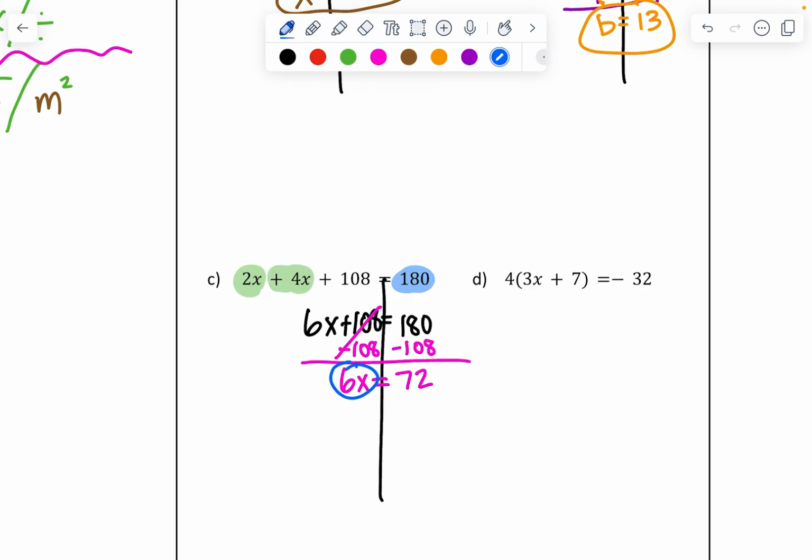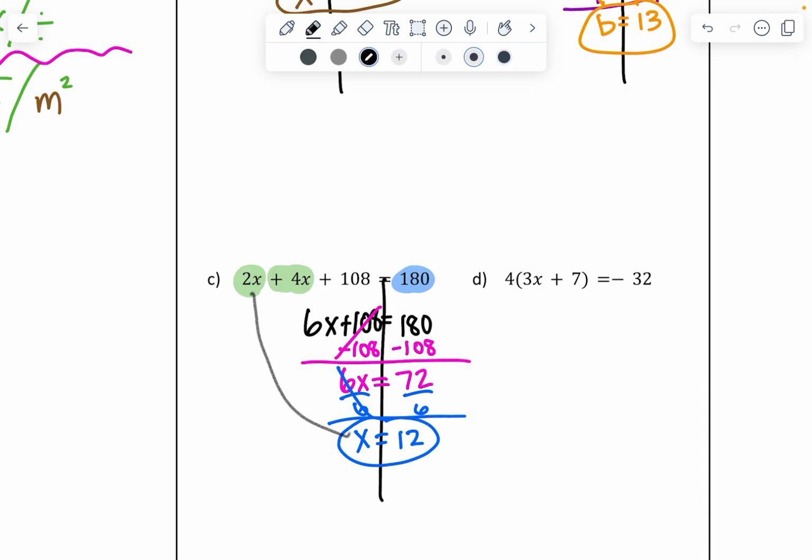Here this means times, and the opposite of multiplication is division. So we would divide by 6, and we get a single x equals 12. And then again, go ahead and plug that in there and there to make sure it actually equals 180.